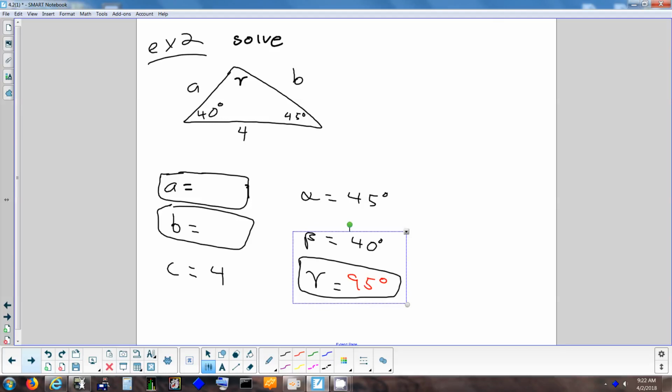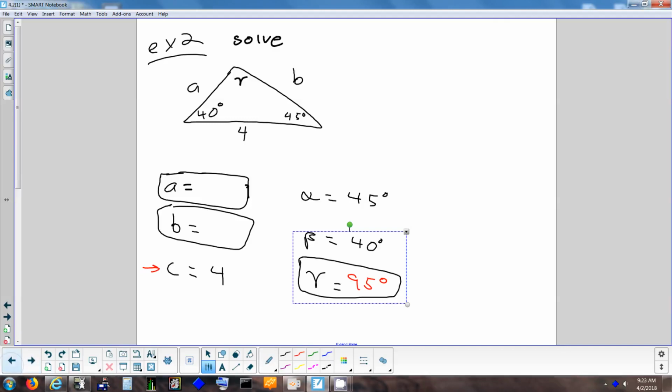Now, in this problem, it's really important you get gamma right. Why is it even more important in this problem that we get that angle right than it was in the last problem? Because if you get it wrong, then everything's wrong. If you get gamma wrong in this problem, it's all wrong, because this is going to be the important row we use for everything.